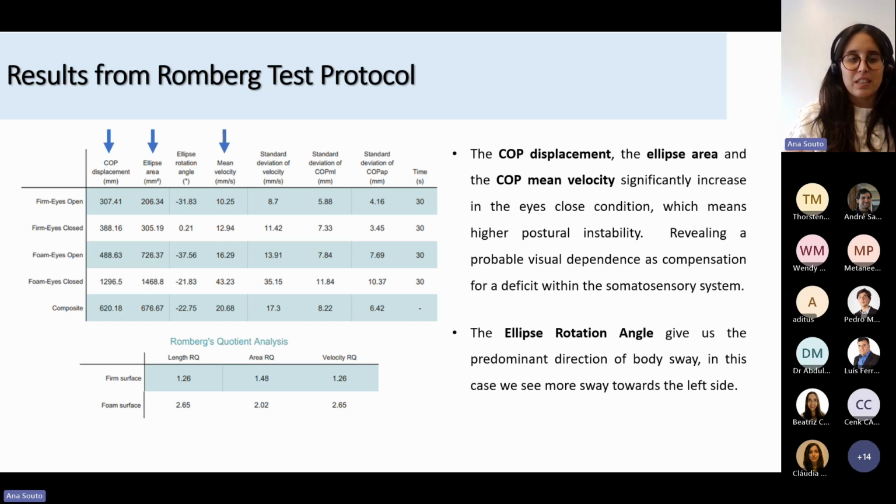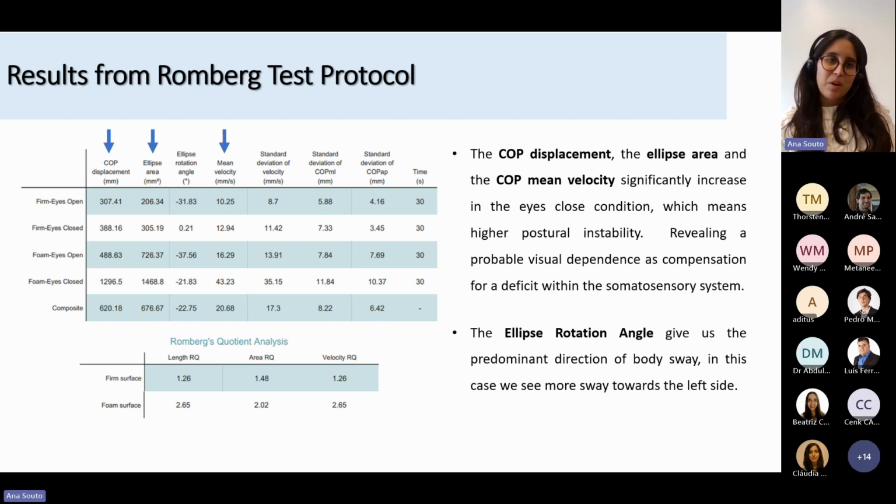Okay, let's start with the COP displacement. This measure is the total path of the center of pressure during each one of the conditions. So we know that if this value is high, it means that the patient was unstable and was swaying more. The center of pressure was traveling a lot on the base of support. So we want to have a small value of center of pressure displacement.